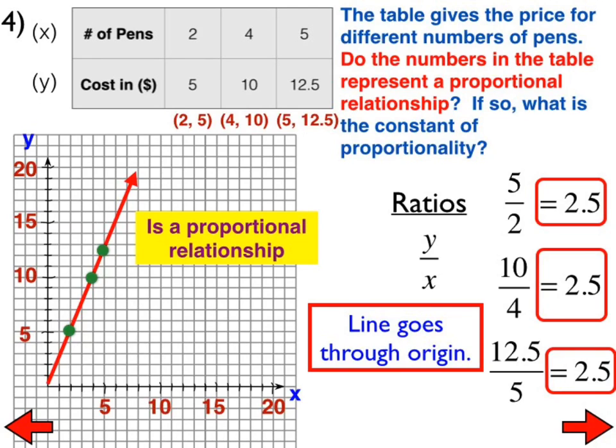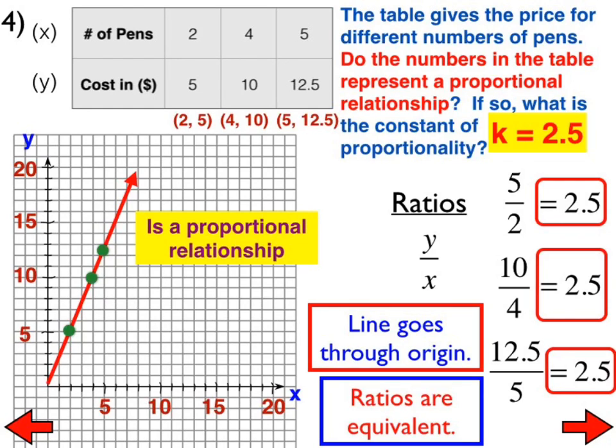2.5. Now, why did I go with 2.5 instead of 5 halves? Because that last one, we had to use 2.5. But 2.5 and 5 halves represent the same thing. So our ratios are equivalent. K is equal to 2.5. Go ahead and fill that in. And once again, our line goes through the origin, and our ratios are equivalent.